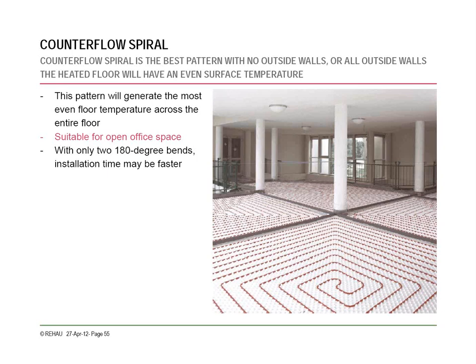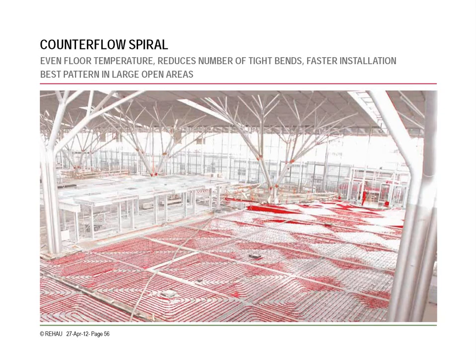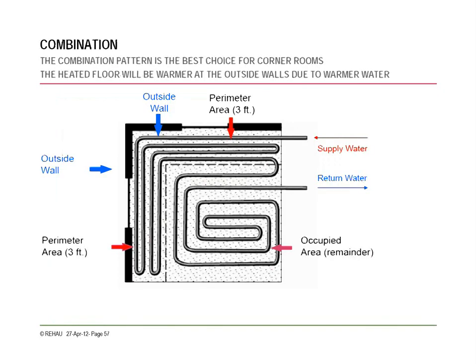You really can only do it when you have a kind of a boxed area. You can adapt it to other shapes, obviously, but the easiest way to do a counterflow is when you have a bigger area like this. And like I said, best temperature distribution. Here's another larger area. As you can see the different spirals.